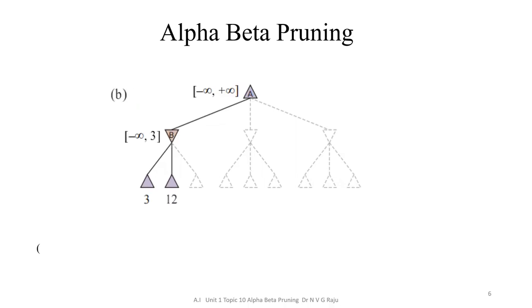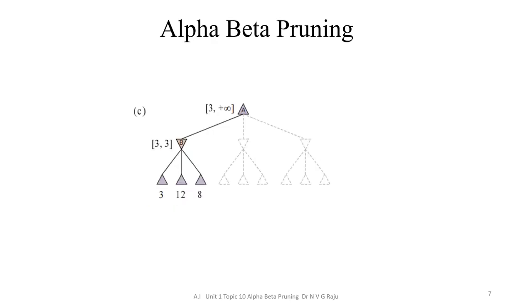The second leaf below B has a value of 12. Min would avoid this move, so the value of B is still at most 3. The third leaf below B has a value of 8. We have seen all of B's successor states, so the value of B is exactly 3. Now we can infer that the value of the root is at least 3, because max has a choice of 3 at the root.